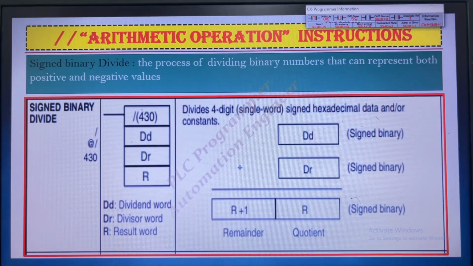Next is the divide instruction: the dividend and divisor words and the result word. Signed binary divide is the process of dividing binary numbers that can represent both positive and negative values. We go to the next.